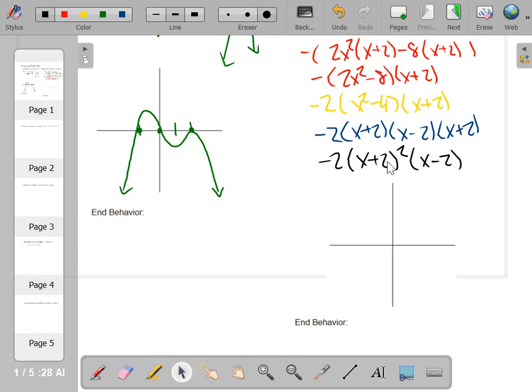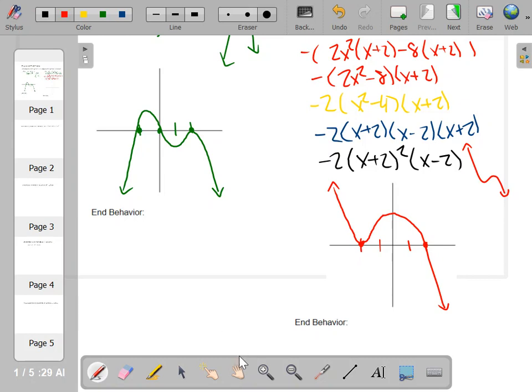Now when I start to draw it, I need my zeros at negative 2 and positive 2. And this is degree 1, 2, 3, so it's odd. It is negative, so it's going to look something like that. I know it's going to bounce off of negative 2 because this is an even multiplicity. So it comes down here, bounces off, then it turns around, and it's able to pass through like that.